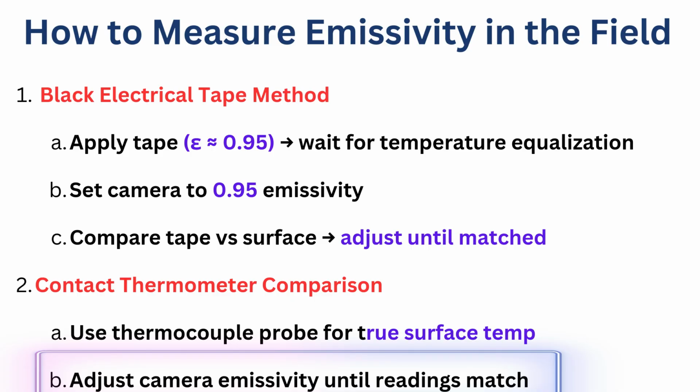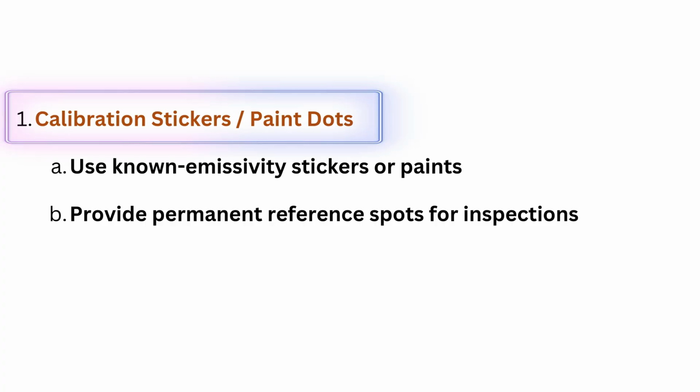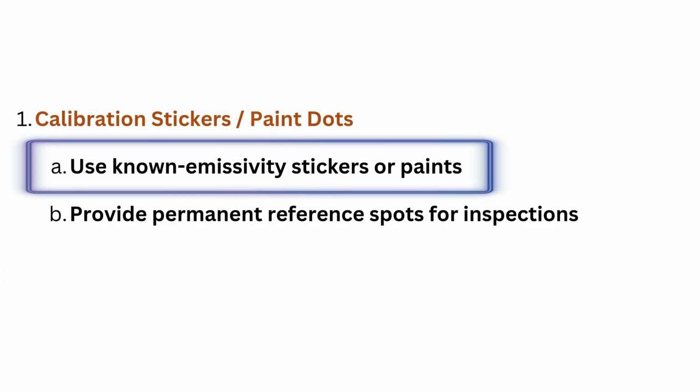If by chance you are not able to perform these two methods, there is a third method. We have some calibration stickers or paint dots, right? So you can use that. You can just put those stickers on that material, and in the same way that we did for the black tape, you can continue to match the temperature of that sticker.